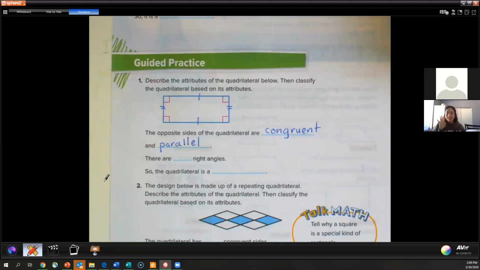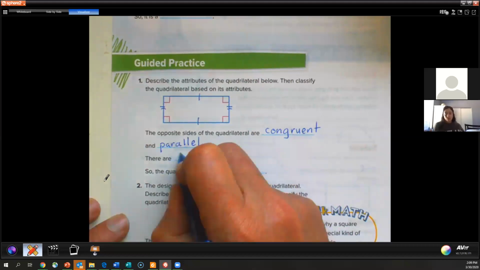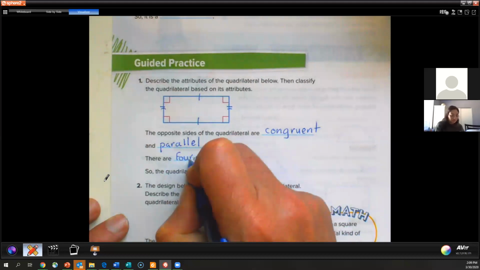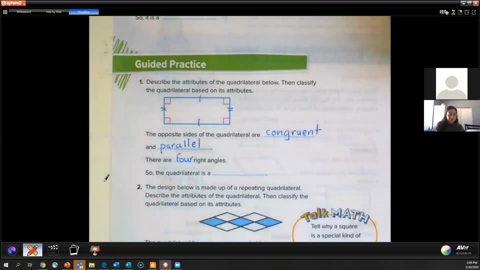Yep, 4 right angles, boys and girls. Now you can either write the number or you can write the word. Either one works. All right. Let's go ahead and take a look at number 2.